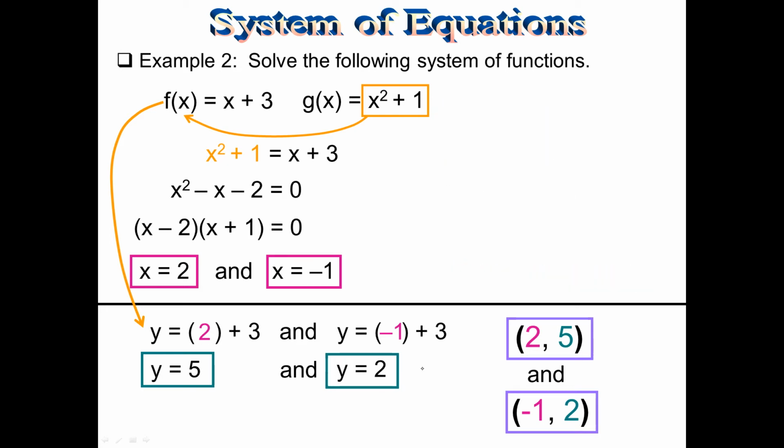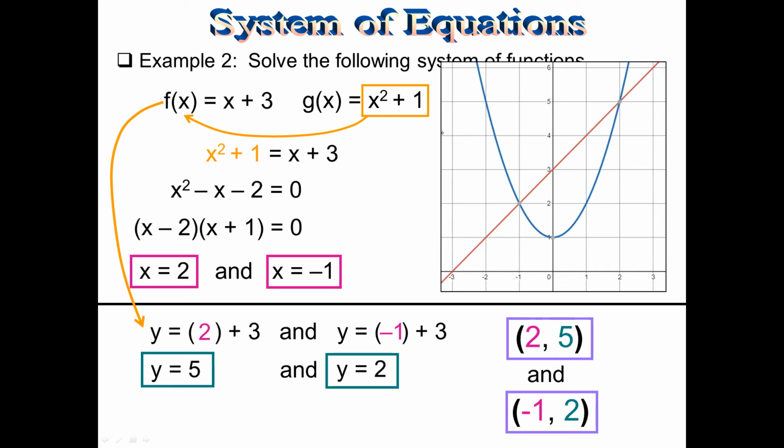If I were to graph them, right? So we've got, this is g of x, this is the parabola, this is f of x, this is the line, and they intersect. There's 2 comma 5 right there, and then there's negative 1 comma 2 right there. All right, so it shows right here that when you do graph them, they intersect at the locations we just found.